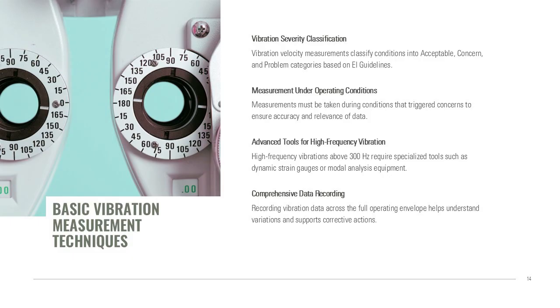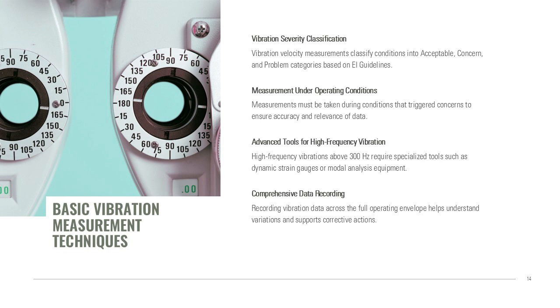Basic vibration measurement techniques. Once potential vibration issues have been identified, basic measurement techniques should be employed to quantify severity. According to EI guidelines, vibration velocity measurements are commonly used to classify conditions into three categories: acceptable, concern, and problem. Measurements should be taken under the operating conditions that triggered the initial concern, ensuring accuracy and relevance. If vibration levels exceed the problem threshold, immediate short-term mitigation is required, and specialist advice should be sought. Levels within the concern range indicate a potential risk of fatigue damage, warranting further investigation and possibly advanced diagnostic techniques.